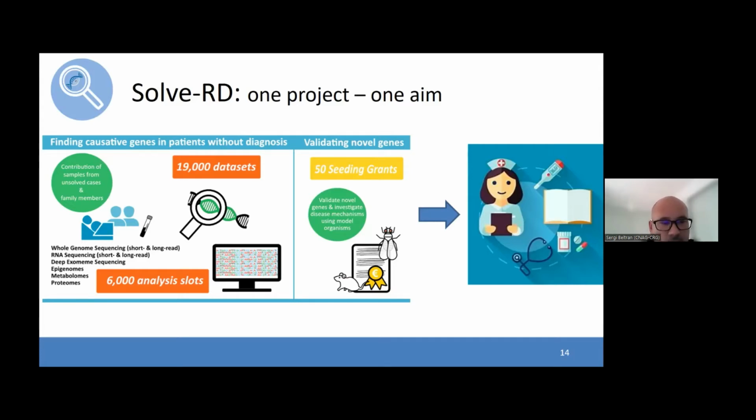So we are providing whole genome sequencing, short reads and long reads, RNA sequencing, again, short reads and long reads, deep exome sequencing, which is useful for mosaics or for cancer samples, epigenomes, metabolomes, and proteomes. This is what we are trying to do in this project to facilitate the diagnosis of some of these cases. And then we have a few seeding grants that once we identify a good candidate gene, we can use them to functionally validate these results.